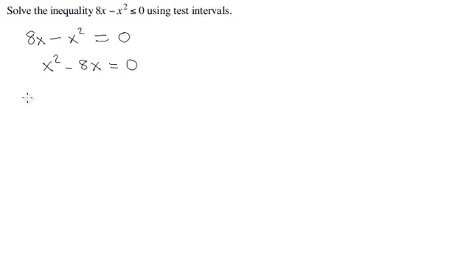Then there's a common factor of x in here. Take that out and you get x times (x minus 8). So this has two solutions. Either x is 0 or x is 8.